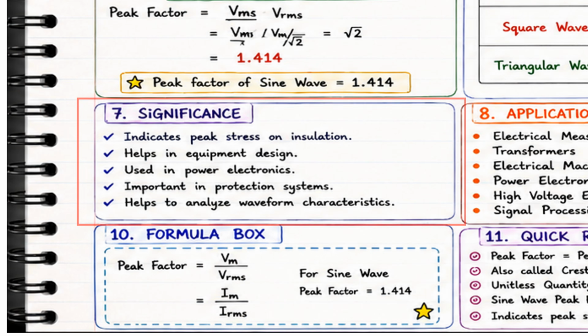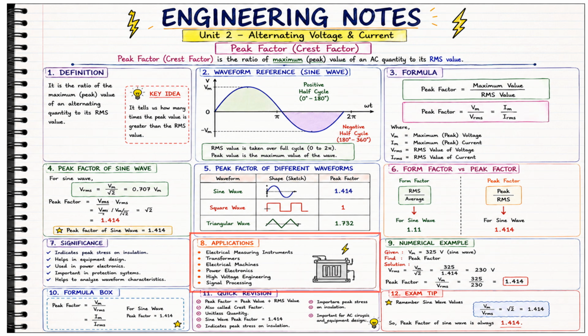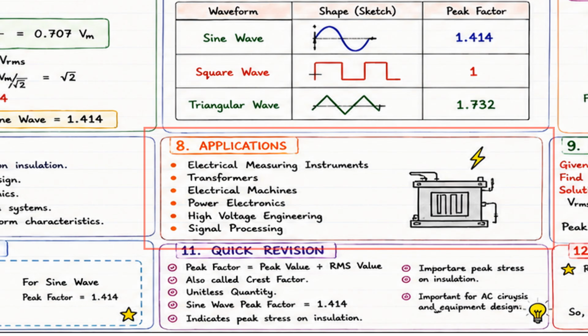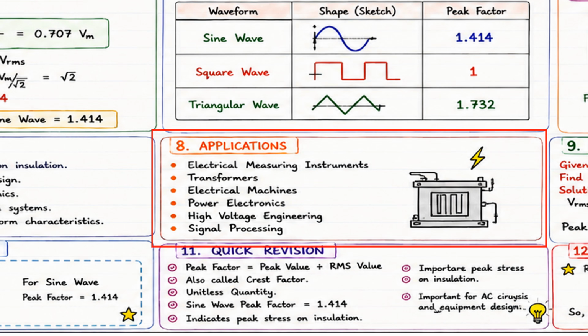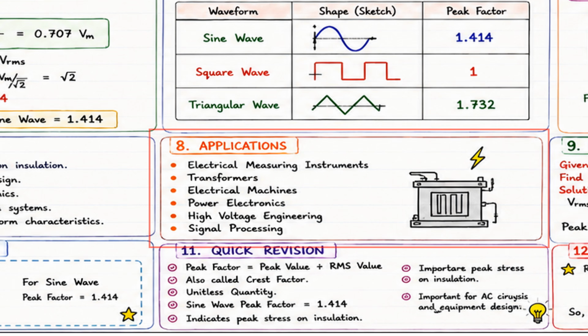Now we move to section number 7, significance. In this section, the importance of the peak factor is explained. This parameter indicates the level of stress applied to the insulation of electrical equipment. Now in section number 8, applications, the practical uses of peak factor are presented. This concept is used in electrical measuring instruments, transformers, electrical machines, power electronics, high voltage engineering, and signal processing.